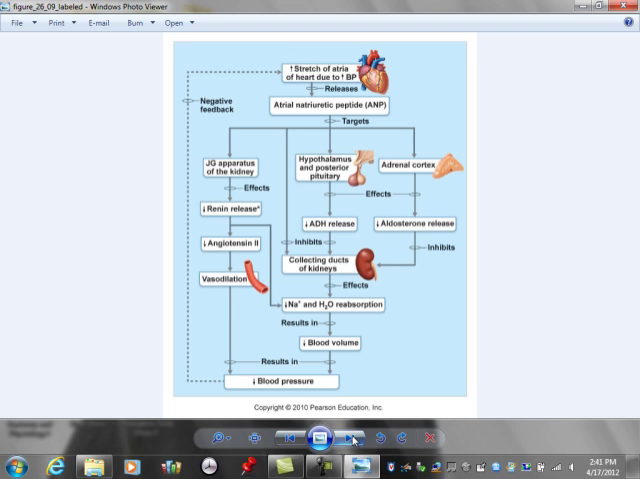Look under the kidney where it says effects. That's right. I'm going to decrease the reabsorption of sodium, therefore decrease the reabsorption of water, therefore decrease blood pressure. Yes? Decrease blood volume.